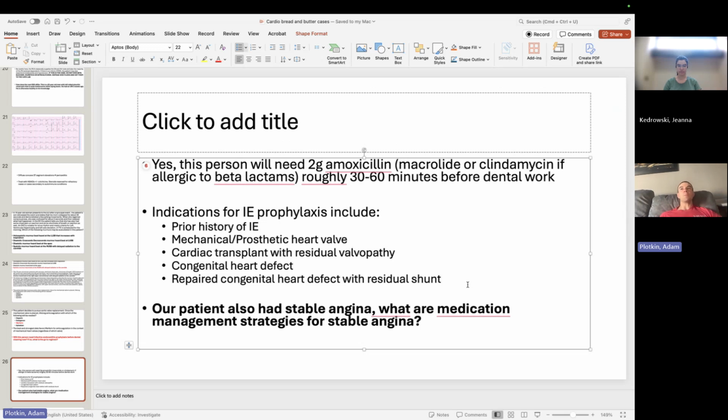The way they'll get you is they'll give you a patient with mitral regurg or mitral valve prolapse or tricuspid regurg, and they'll say, does this patient need infective endocarditis prophylaxis? And you say, absolutely not, go, right? Again, prior history of IE, mechanical or prosthetic valve, they got a heart transplant but still have some sort of valvulopathy, they have a congenital heart defect, or they have a repaired congenital heart defect but still with a residual shunt.